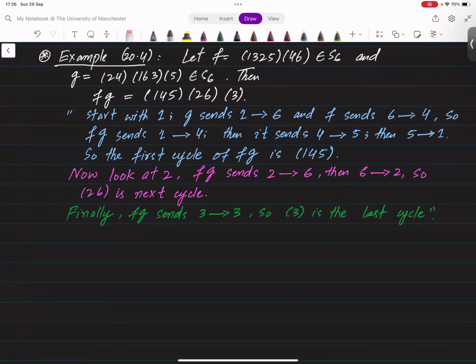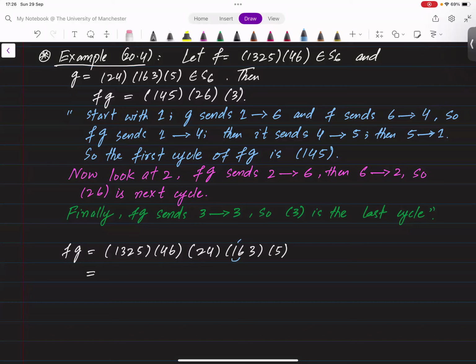So what you need to do is write FG. Write F, which is (1 3 2 5 4 6), and then write G, which is (2 4 1 6 3 5). Okay. Now check. You want to decide about 1. So you want to see where 1 is going. 1 is going to 6.